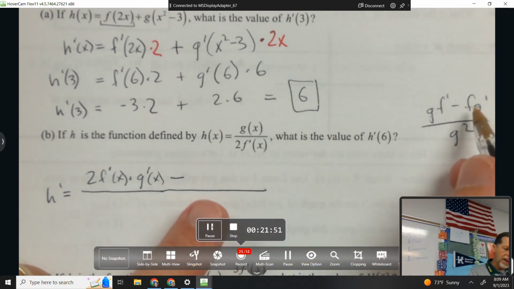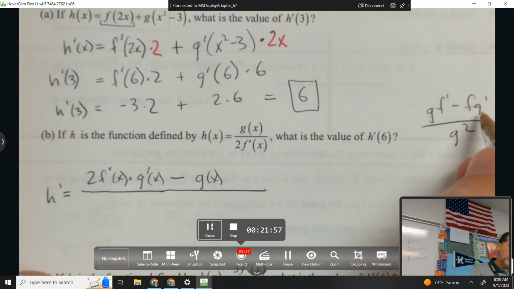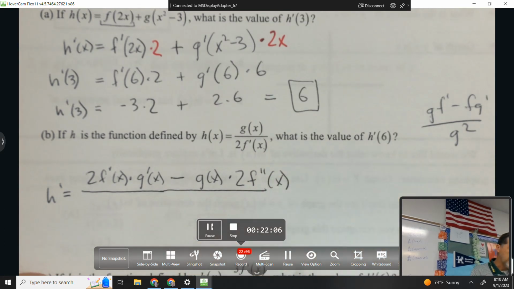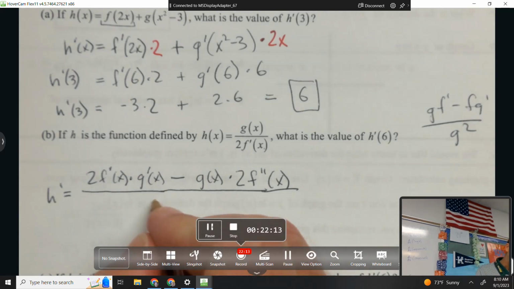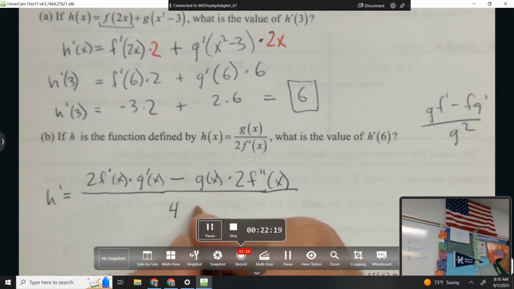Minus F, that's the top. What's the top? G of X. G prime is the derivative of the bottom. So what's the derivative of the bottom? 2F double prime. And then squaring the bottom, well, I'm just trying to decide, do I want to square the whole thing or do I want to go ahead and square the 2 and get 4 F prime of X squared.